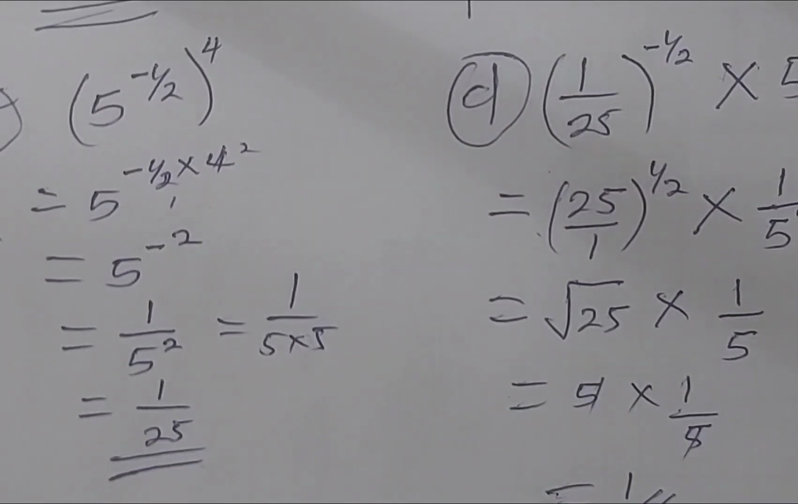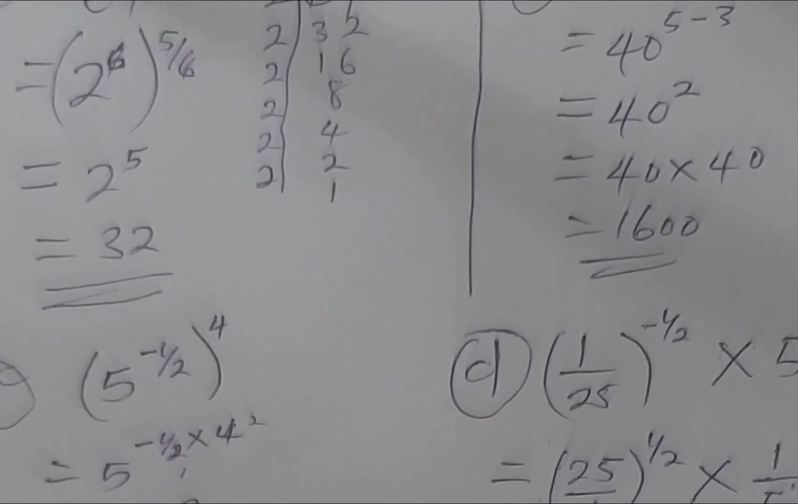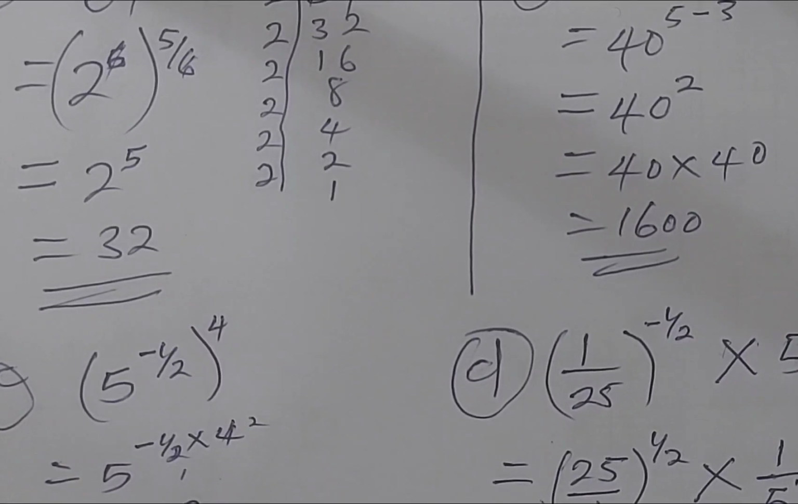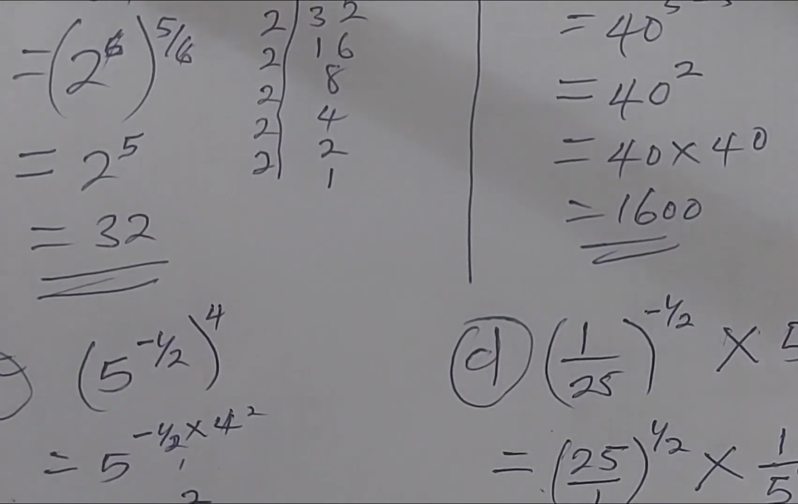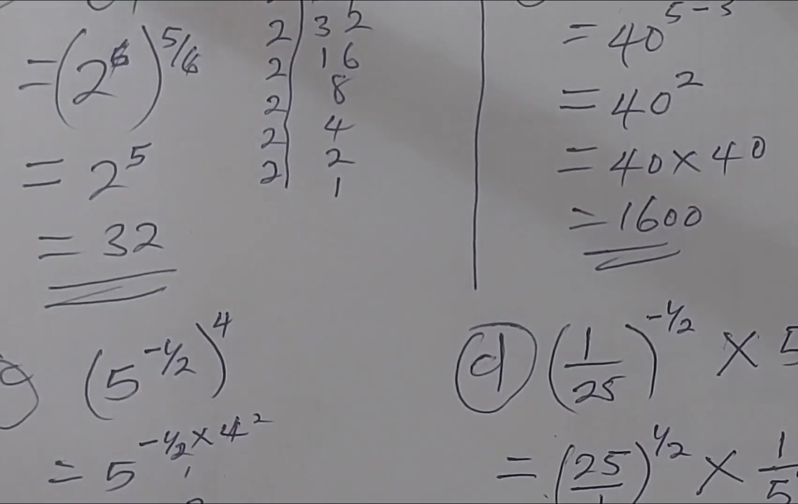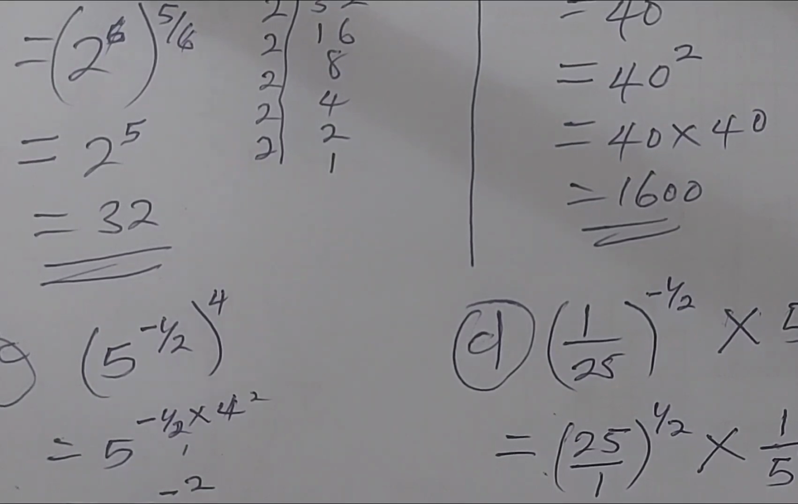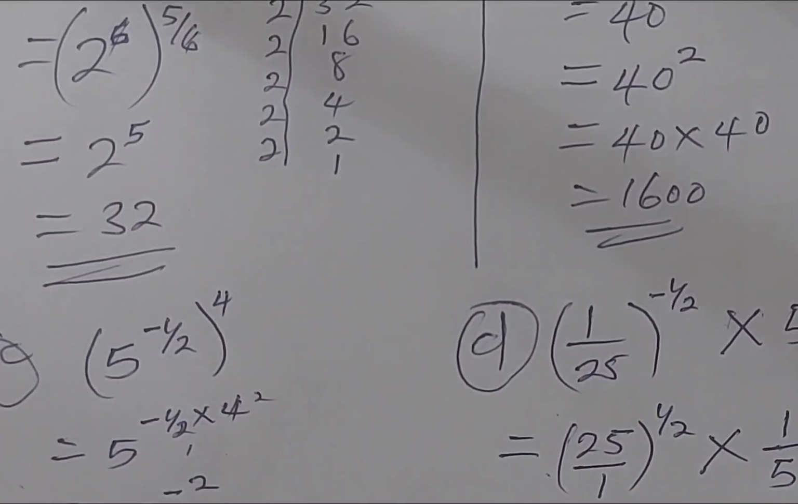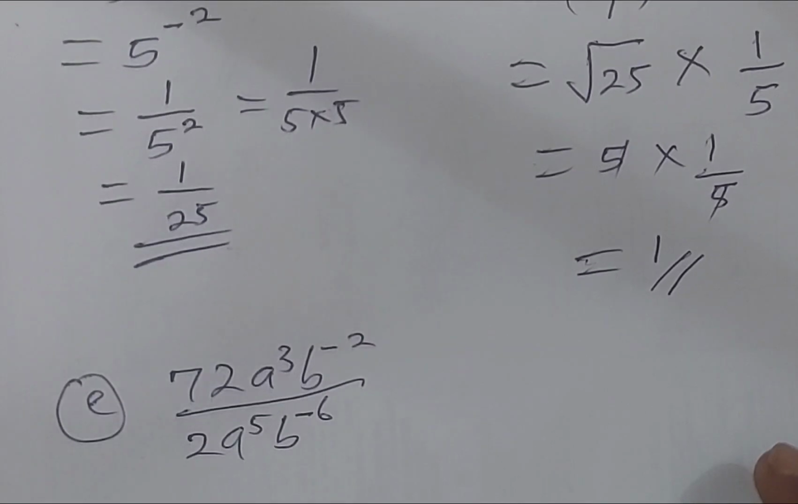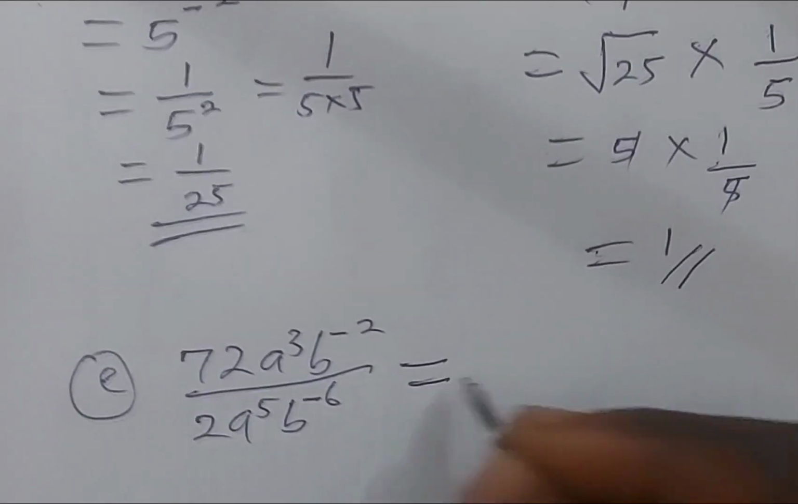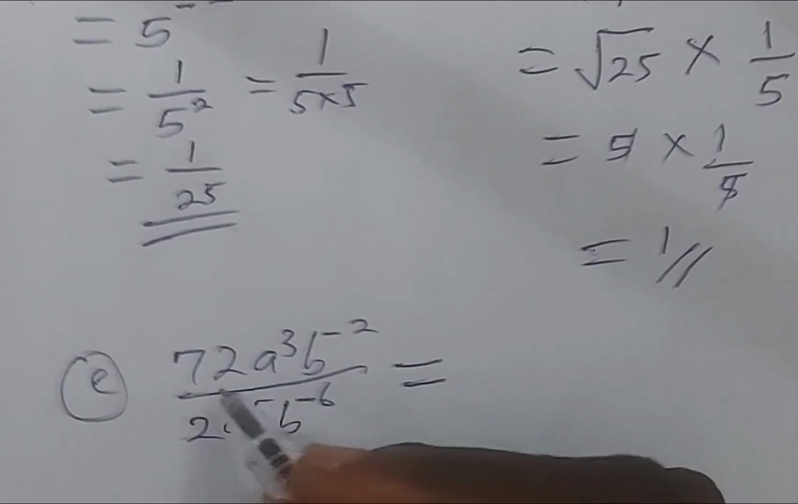I think it's very, very easy to understand. In the last part, we have 72 a raised to the power of 3, b raised to the power of minus 2, all over 2 a raised to the power of 5, b raised to the power of minus 6. It's as simple as this. You now multiply everything.